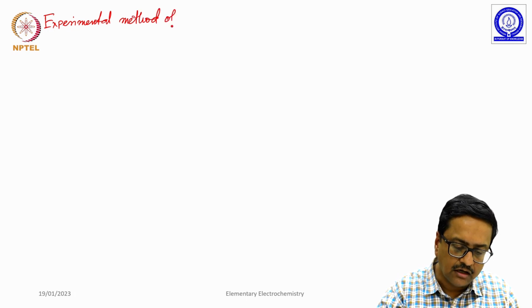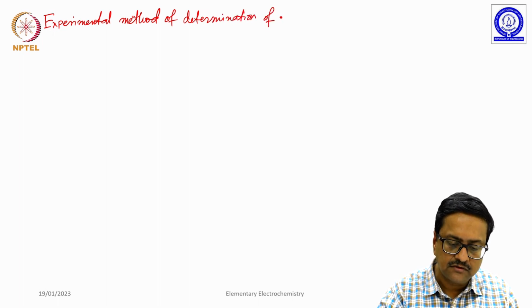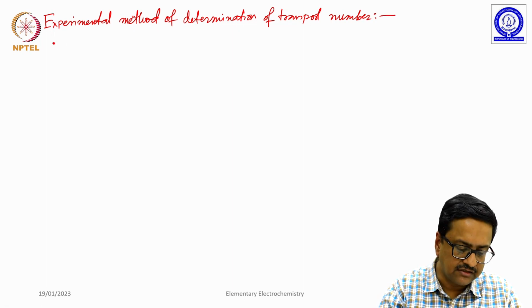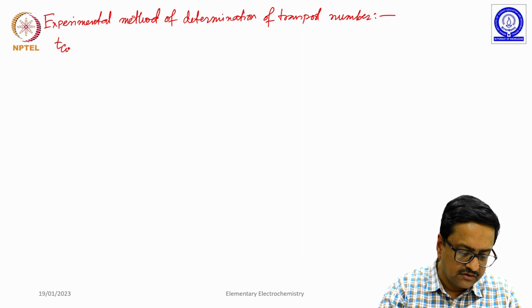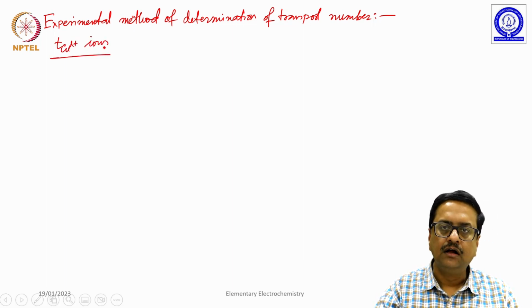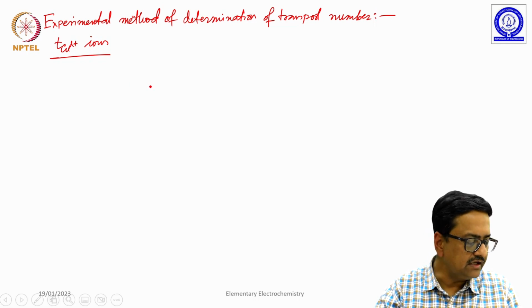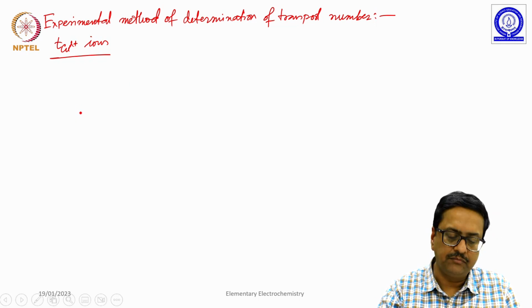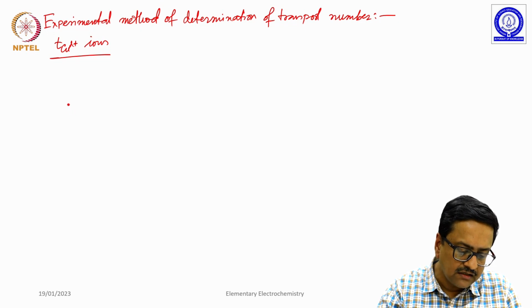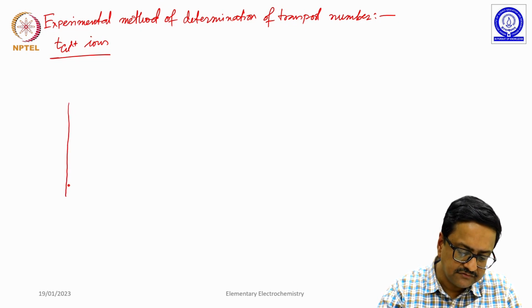Experimental method of determination of transport number. Say we want to determine the transport number of Cu2+ ions. For that, what we need is a particular device which is specially made.